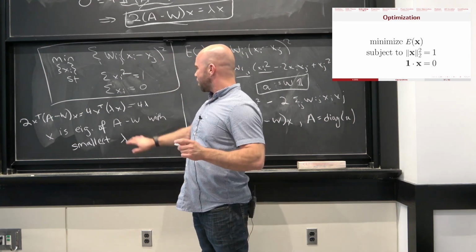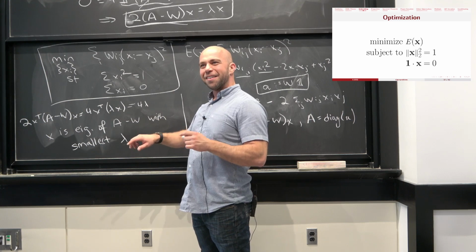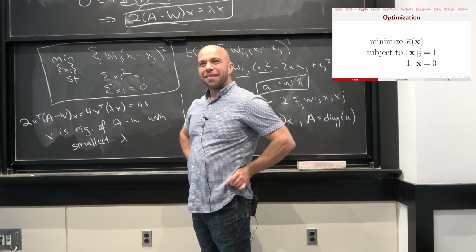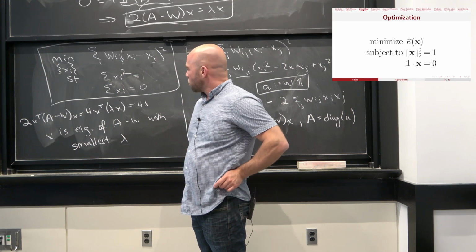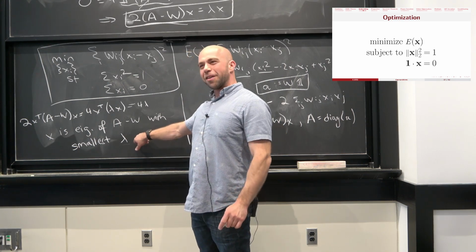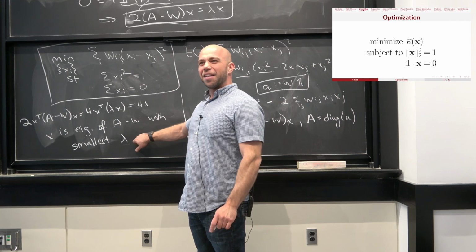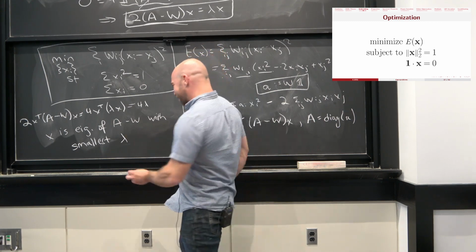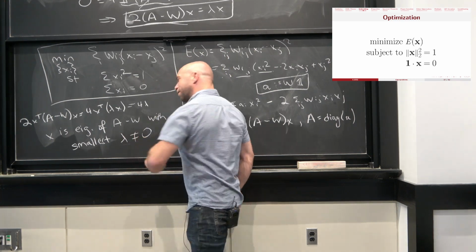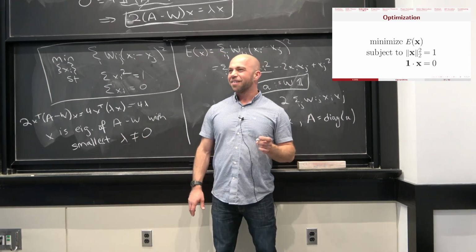Is that quite right, though? Let's say that A minus W is positive definite. Then there's one case I have to be a little careful about. It could be that the smallest eigenvalue of this thing is 0. In that case, what do we know? That it's the second smallest eigenvalue. So in particular, we want the smallest eigenvalue that's non-zero.